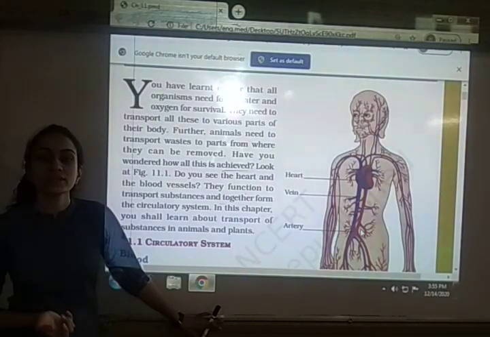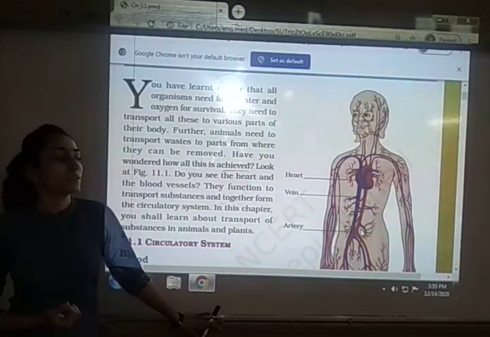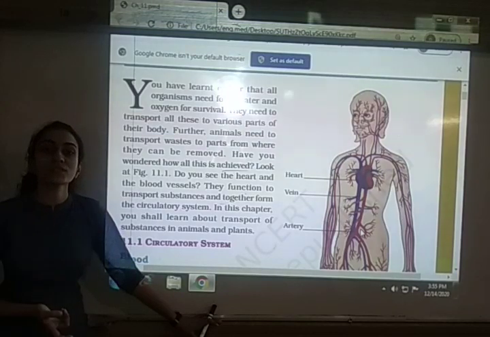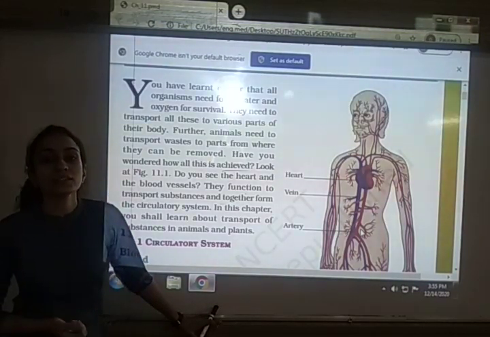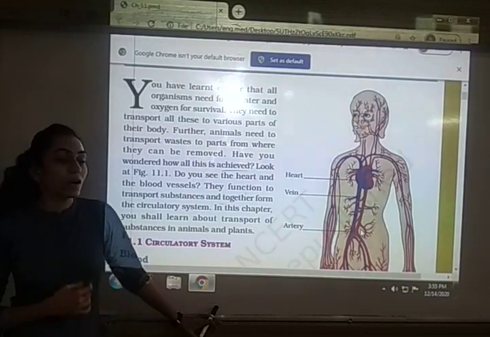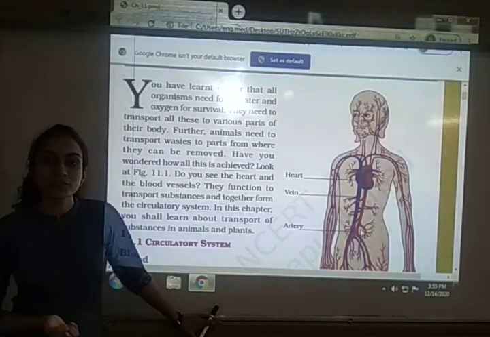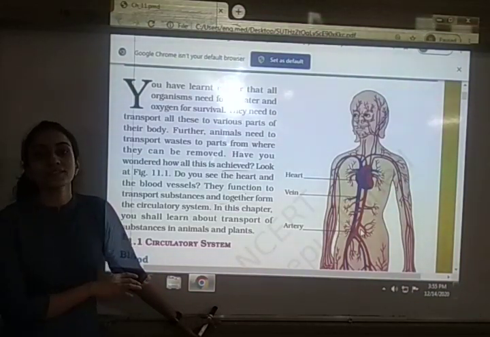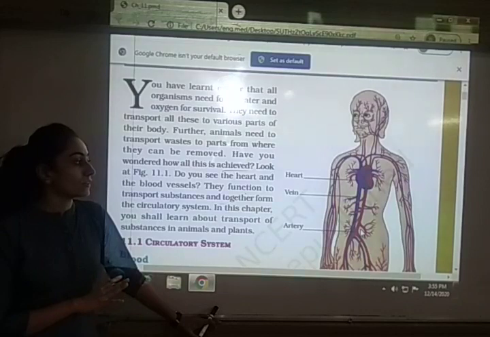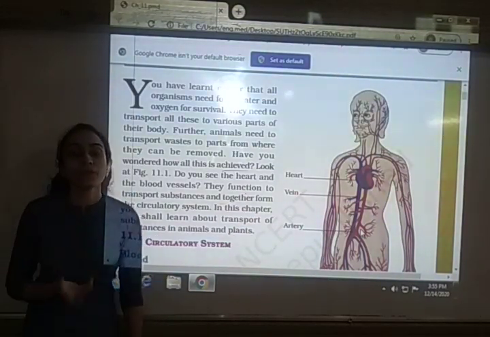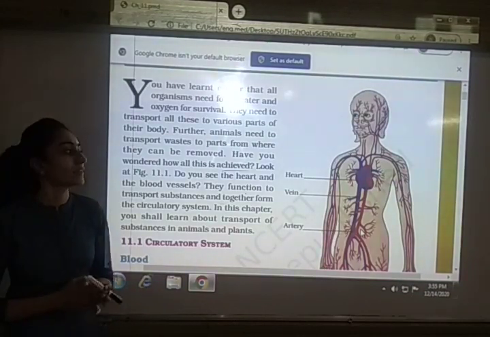Like what kind of different substances? Blood transports oxygen, the food which we eat, and the waste products which are produced in our body while performing the different processes, such as carbon dioxide. To transport all these different substances, the circulatory system is useful, and it consists of the heart, veins and arteries. They work together to form this circulatory system.